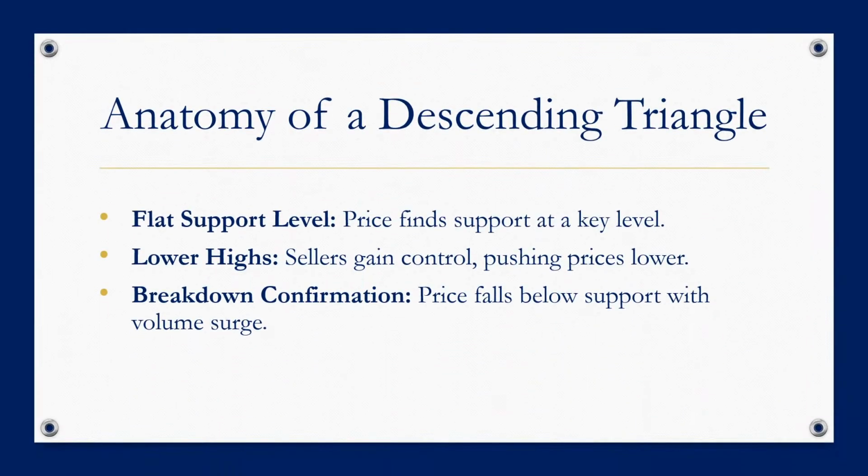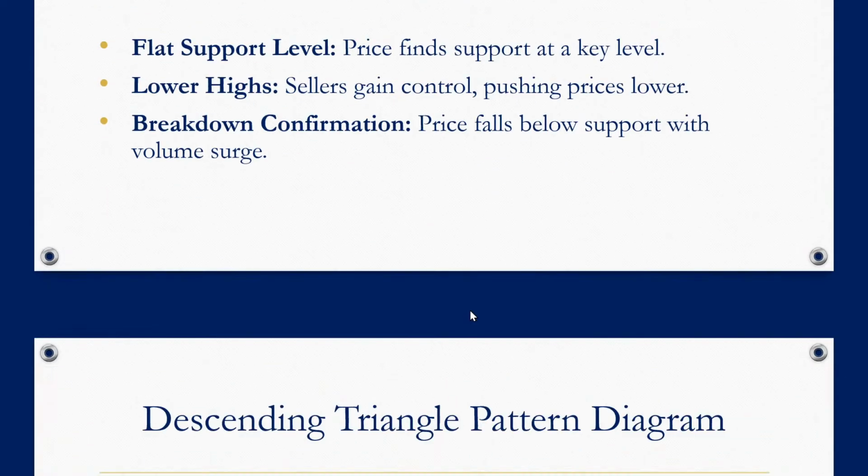Okay, let's talk about the descending triangle. I'm going to go through this quickly because it's just kind of the opposite. Here you have a flat level of support. Price finds support at a key level. But also sellers are gaining control, pushing prices lower, so they're putting in lower highs. Breakdown confirmation is important. Once price breaks support, the pattern typically leads to a significant price drop.